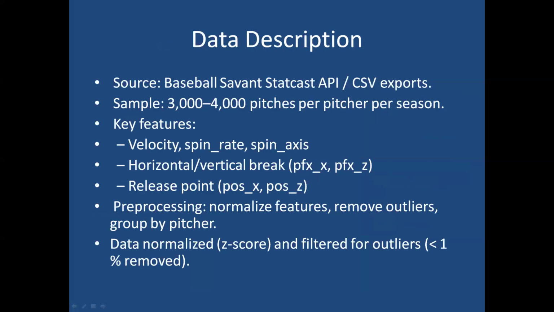For the data, I used Baseball Savant Statcast pitch-by-pitch data. They have data on every pitch. It's a huge library. It's really awesome to use. A data set for one pitcher typically contains about 3 to 4,000 pitches per season. Obviously, that can vary by type of pitcher, whether with injuries or fatigue. Key features that I used were velocity, movement, release point, and spin metrics. The data was pre-processed using Z-score normalization, and I removed a small number of outliers.